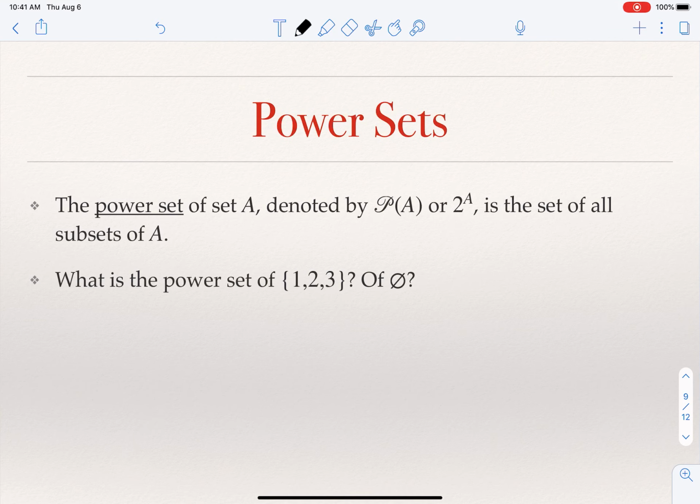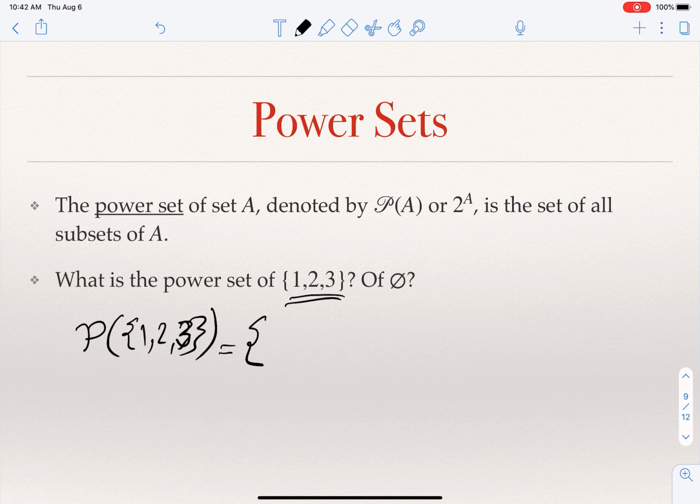The power set of a set is the set of all subsets of that set. So if you give me a set A, the power set of A is the set of all subsets of that. So if we look at this set that contains 1, 2, 3, then the power set of this is the set of all subsets of {1, 2, 3}.